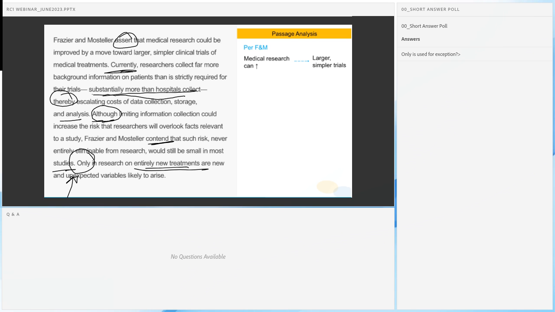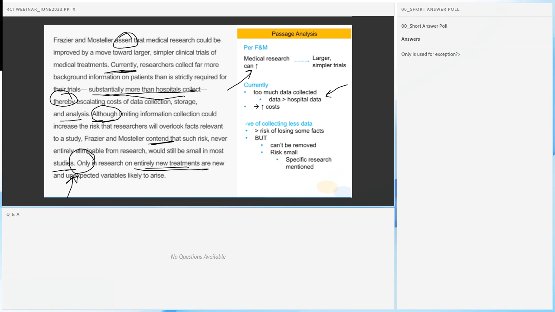Okay. So per FNM, medical research can be improved. You can see how I'm using the up arrow for improvement by doing two things: going towards larger and simpler trials. There's something talked about in the current practice: a lot of data is collected, which leads to an increase in costs. And how much data? Way more than what hospitals collect. Okay, there's a potential negative of collecting less data: you might lose some interesting facts. But the risk posed by this is extremely small, and it's substantial only in this one kind of research over here.